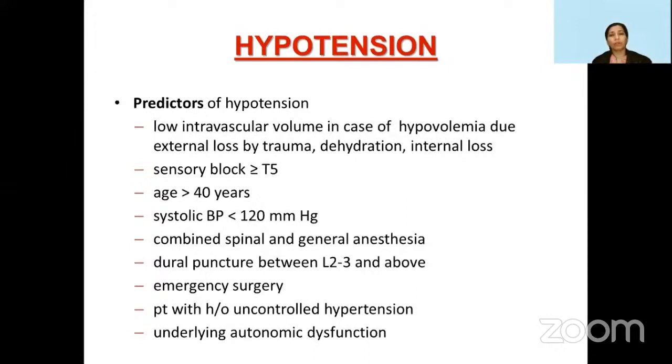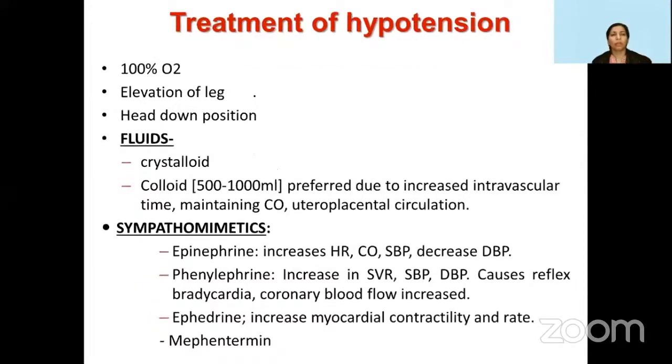What are the predictors of hypotension? Low intravascular volume in case of hypovolemia due to external loss by trauma and dehydration. Sensory block higher than level of T5. Age more than 40 years. Combined spinal and general anesthesia. Dural puncture between L2, 3 and above. Emergency surgery. Patients with uncontrolled hypertension and underlying autonomic dysfunction.